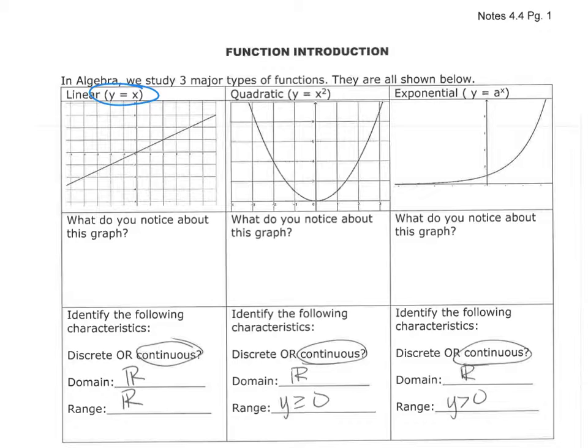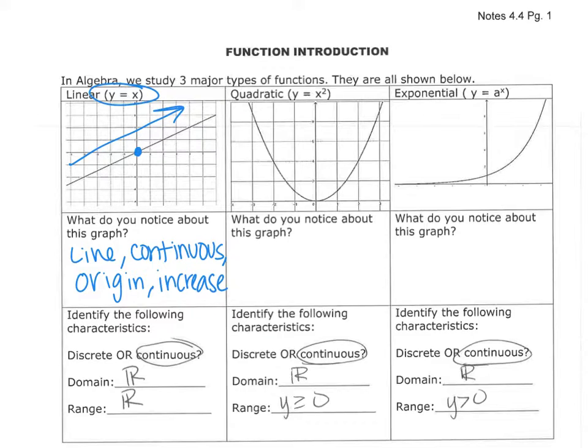So what do you notice about this graph? Well, you might notice that it's a line. Because it's a line, it's continuous. Because it's continuous, you might also notice that it goes through the origin. And you could also maybe notice that it's increasing. So as you read it from left to right, your x's are going up and your y's are going up. So this line is increasing naturally.